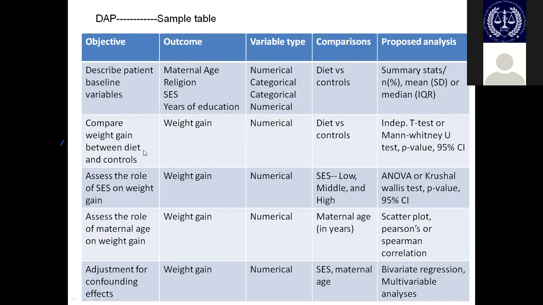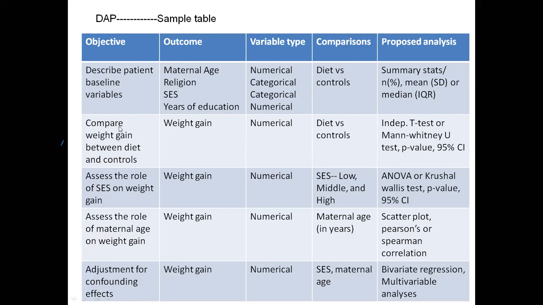Then you see the primary objective is to compare the weight gain between women who are in the diet program and women who are in the control program. So you say the outcome variable is the weight gain, and we discussed that this weight gain is a numerical variable. And you are interested in comparing between those who are in the diet and the control. So what would be the statistical test that can help you say whether the weight gain is significantly different between diet and control?